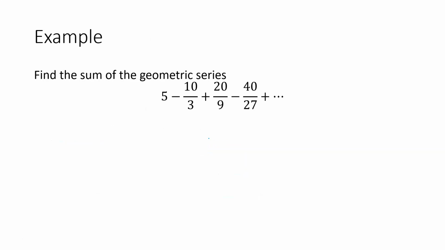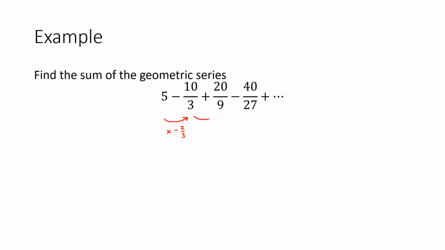Alright, so let's practice this a little bit. Suppose I have this geometric series 5 minus 10 over 3 plus 20 over 9 minus 40 over 27 and so on. So let's first verify that this is geometric. In other words, is there some common ratio that I can use to generate the terms of the series? What I notice here is that to go from 5 to negative 10 over 3, I have to multiply by negative 2 over 3, because 5 times negative 2 over 3 gives me negative 10 over 3.